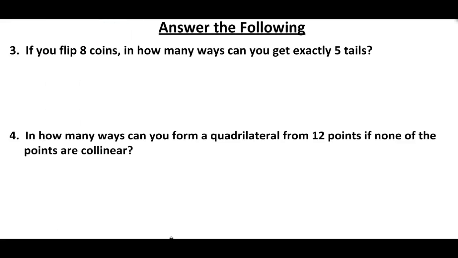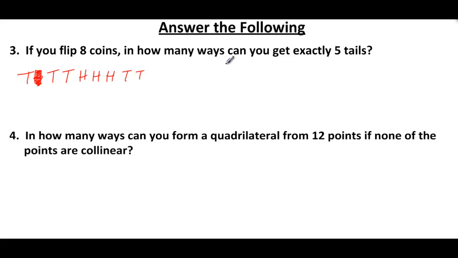Alright, if you flip 8 coins, in how many ways can you get exactly 5 tails? So let's think about this. If I flip a coin 8 times, I could get a head first, then a tail, then another tail, then a head. Let's say another head, another head. Let's see, 1, 2, 3, 4, 5, 6, 7, 8. I think I need one more to be a tail. So let's pretend that I flip tails, tails, tails, head, head, head, tails, tails.